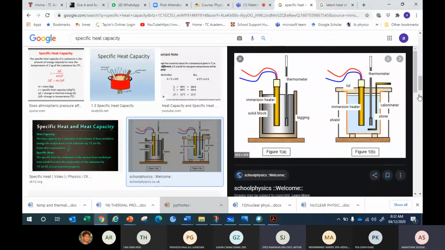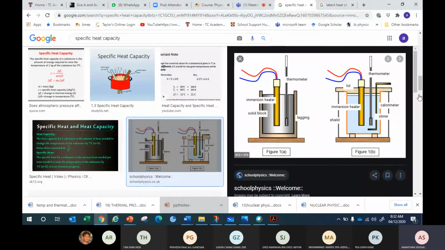Okay, recall back. This is specific capacity. Figure 1B is specific capacity for liquid. This is how the setup should look. Recall back, what is the difference between solid and liquid? For liquid, you must have a stirrer to continuously stir the water to get a uniform temperature. Here we don't have a stirrer for a solid.